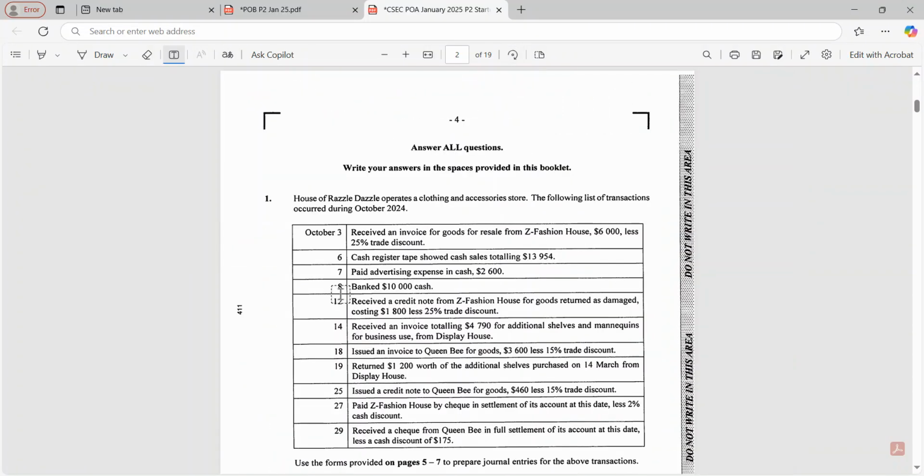And then we have the 12th of October, received a credit note from Z Fashion House for goods returned undamaged as damaged, costing $1,800 less 25% trade discount. At the same time that you get something like this, you're going to work out the discount. What is 25% of 1,800? Then you subtract that from 1,800. You should get 1,350. It's the same thing as if you multiply 1,800 by 75%.